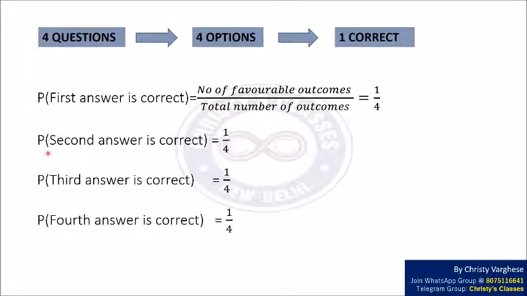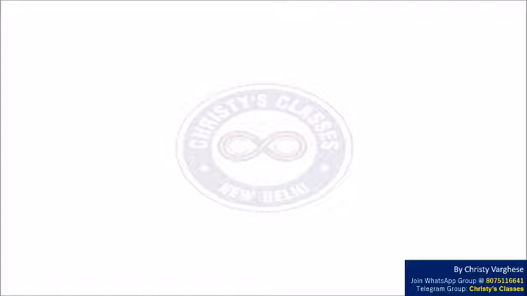Similarly, the probability of second answer to be correct is 1 by 4. Probability of third answer is correct is 1 by 4 and probability of fourth answer is correct is 1 by 4. So, we have found the probability of getting correct answers for each question separately. Now, we will find the probability of getting all answers correctly.